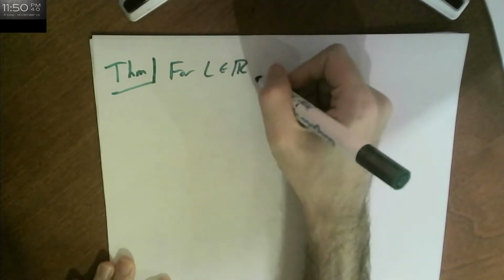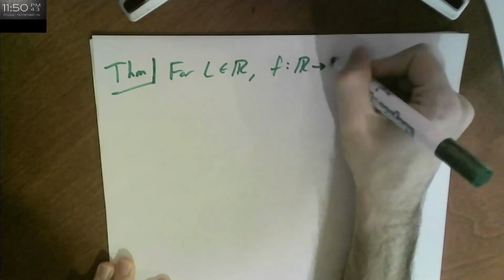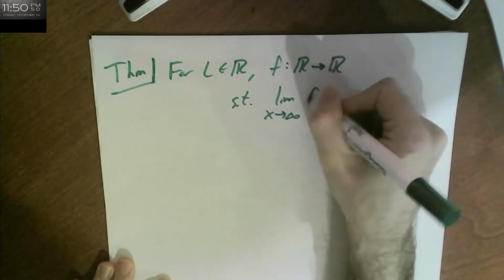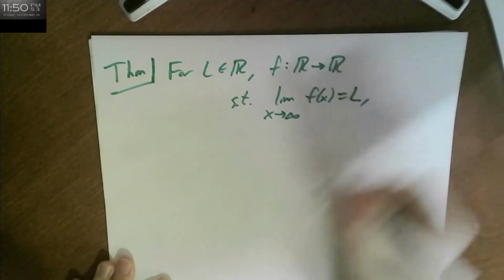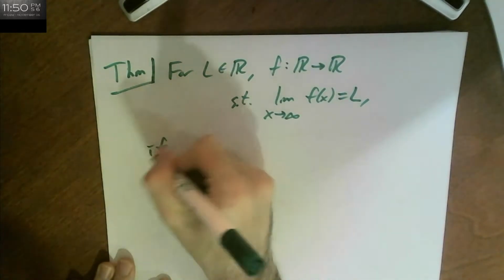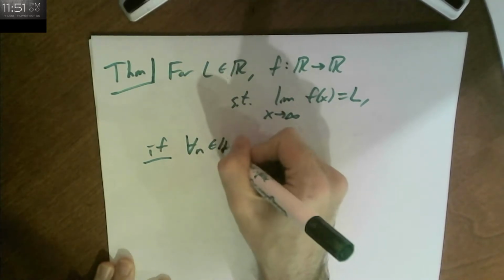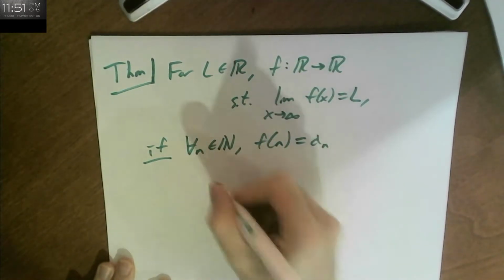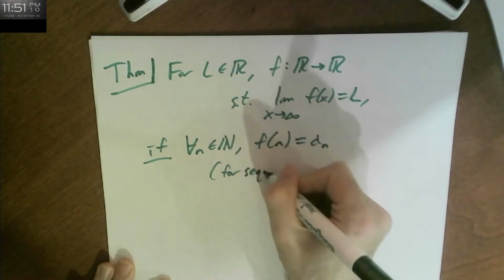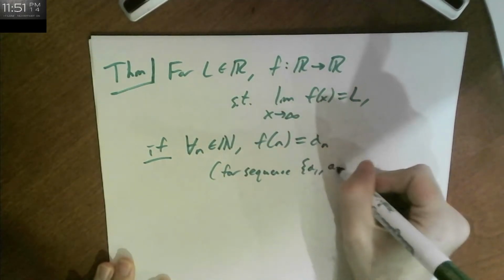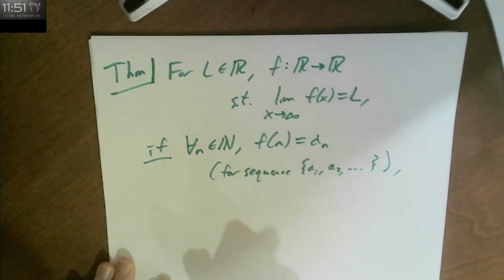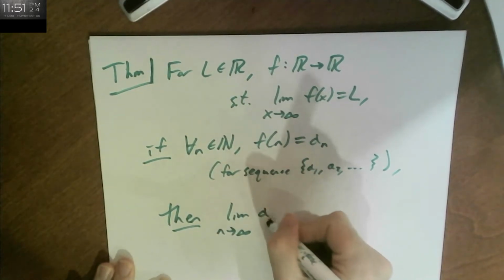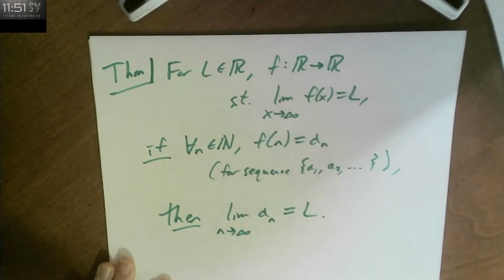For some real number L and a function f mapping from real numbers to real numbers, such that the limit as x goes to infinity of f of x is L, if for all natural numbers n, f of n is equal to a sub n for the sequence a1, a2, etc., then the limit as n approaches infinity of a sub n is L.